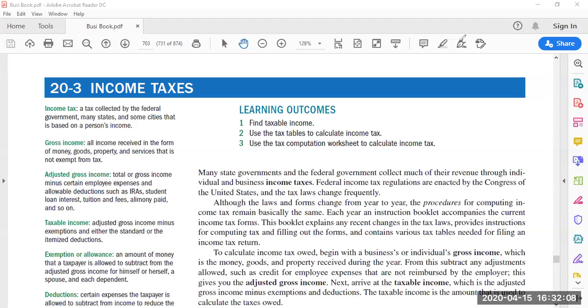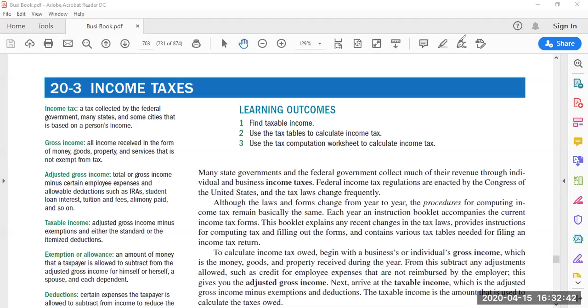In this case, we'll be dealing primarily with income to individuals, not businesses. Okay. An income tax is a tax that is collected by your federal government. Many states and even cities will collect income taxes, and it will be based on the income earned by that person in that state or city, and of course in the United States.